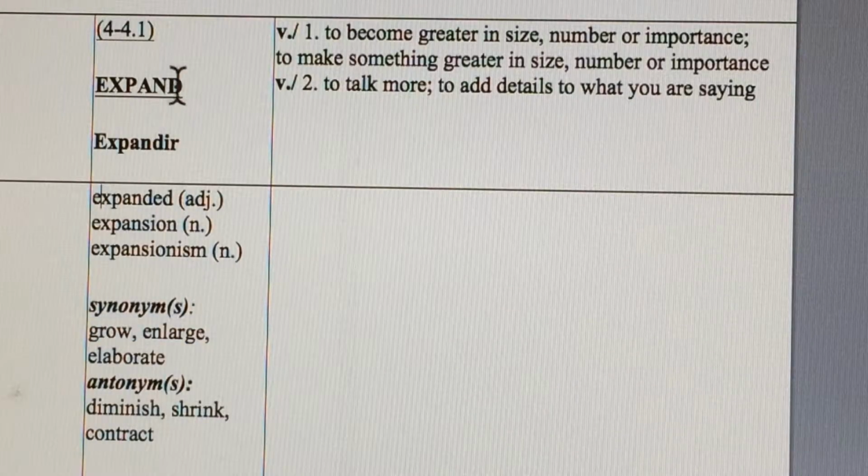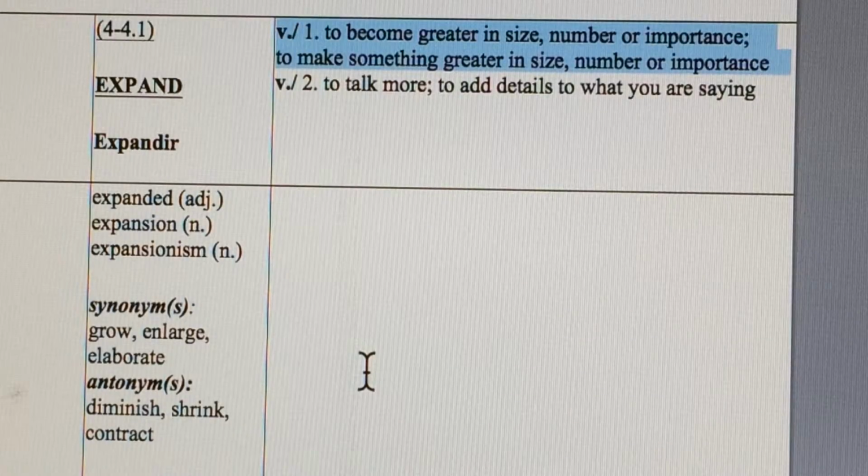Expand has two syllables, and the emphasis or stress is on the second syllable, pand. So we say, expand, expand. It is a verb and only a verb, but we have two different definitions. Let's go over the first one first.